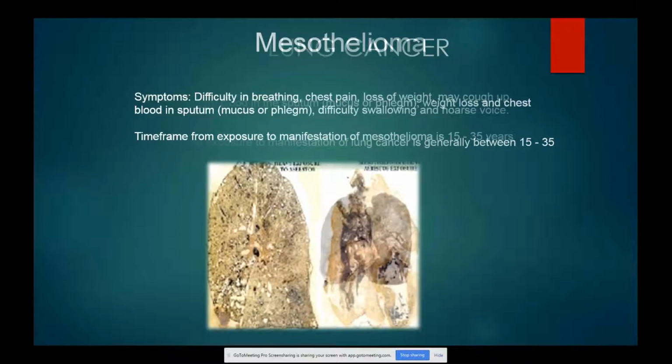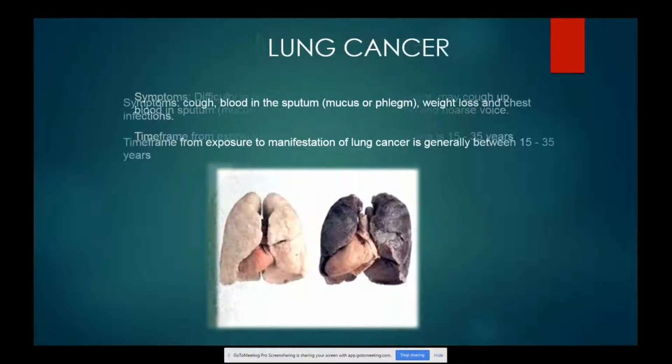All right, and then lung cancer. Lung cancer is probably one of the most common asbestos-related diseases. There are over 3 million deaths a year from lung cancer. Smoking is the number one cause, obviously, but asbestos exposure is right behind it at number two. Again, if you smoke, you will increase your likelihood of the manifestation of this disease.